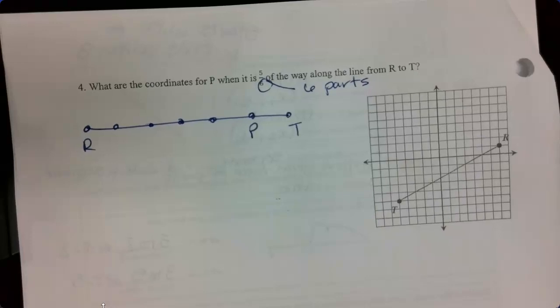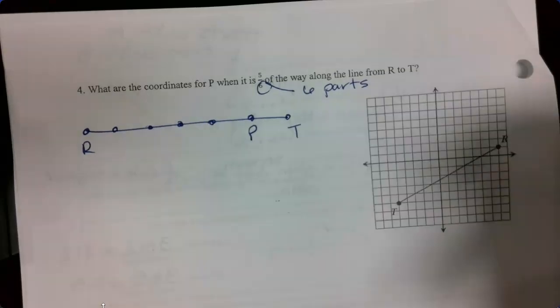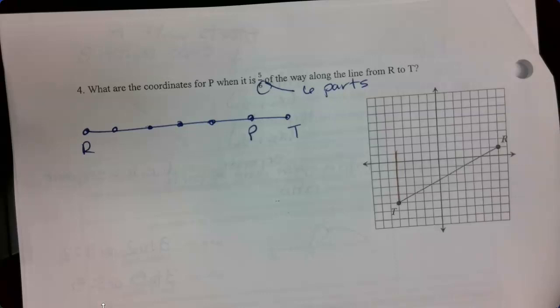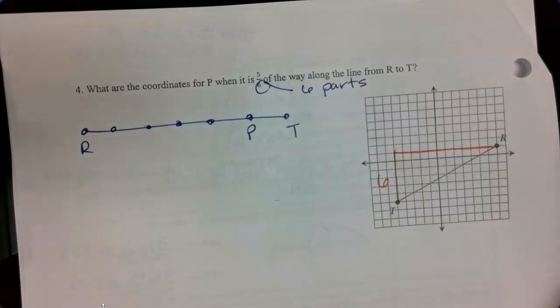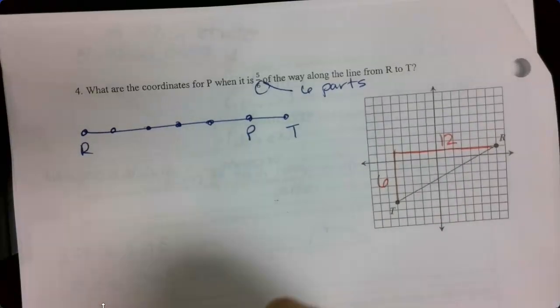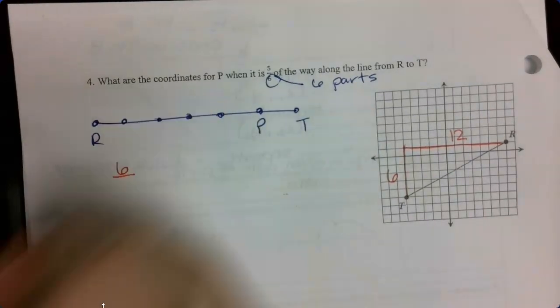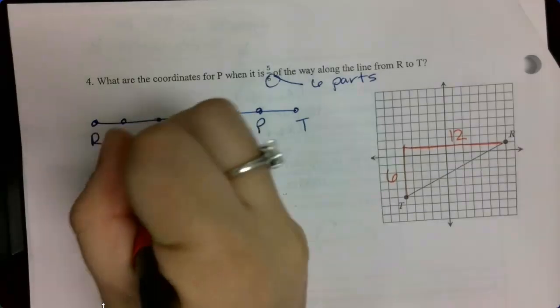Okay. So just like on the last one, I want to first count out my rise. So how many am I going from T to R? How many up? And how many am I going left to right from T to R? 12. So this time I want to divide by what? How many total parts am I trying to break it up into? 6. So I'm going to divide by 6.